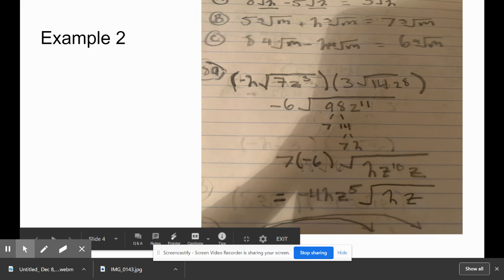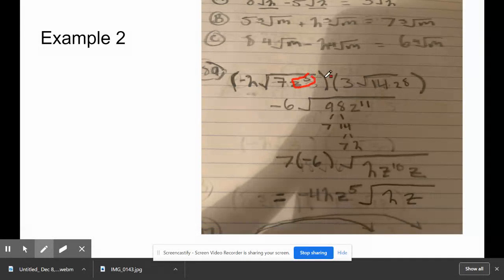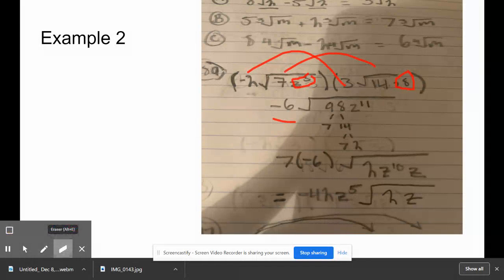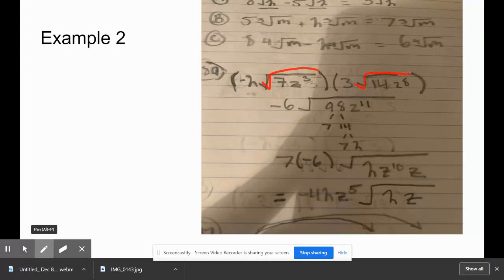So, as I was saying, we multiply across, we add our exponents because that's what the rules are, right? So then we have this times this, which is -6, 7 times 14, which is 98, and then we have our added exponents, which make up 11. That's all under a square root, right? Because these two square roots over here transfer over into that one.